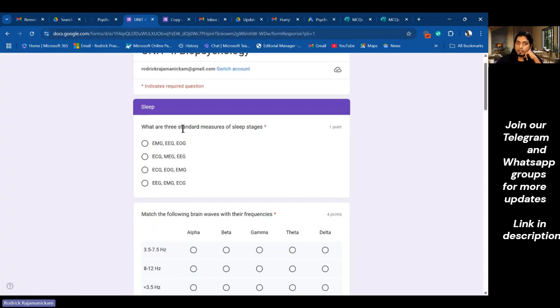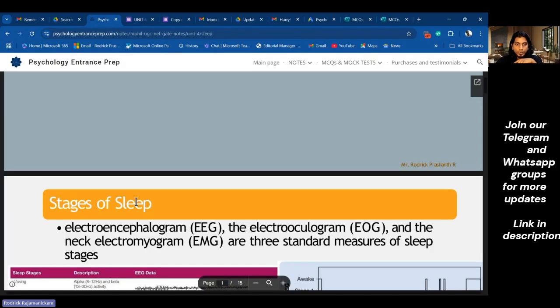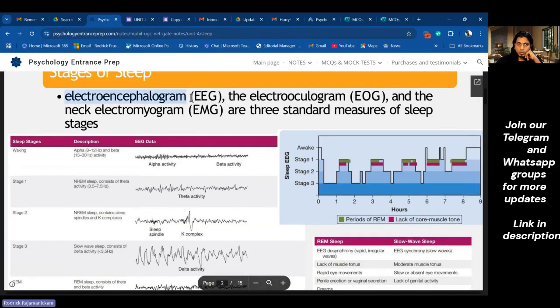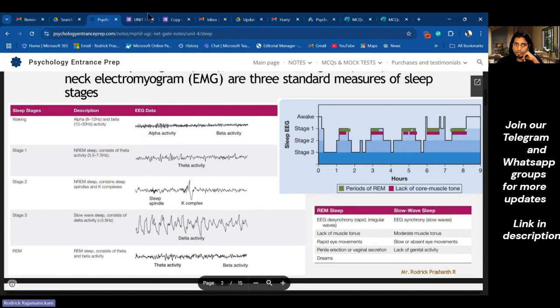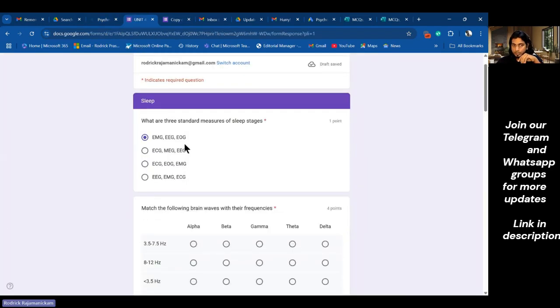Right. So we're talking about 3 standard measures of sleep stages. You will have electromyograph, electroencephalogram, and electrooculogram. Oculogram for rapid eye movement to pick REM stages, EEG for the sleep waves, EMG for muscle relaxation, particularly in the neck. We don't use ECG. So you could find it here. EMG, EEG, and neck EMG are the 3 standard measures. This is from Pinel, so you'll be able to find it easily. So the right answer would be this.